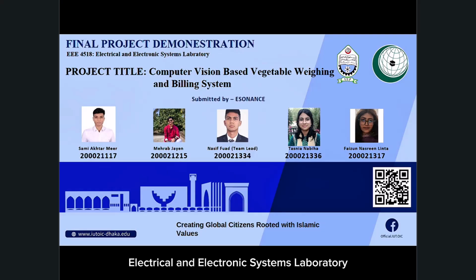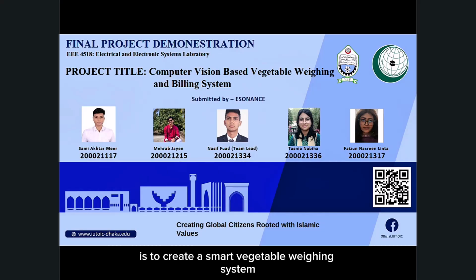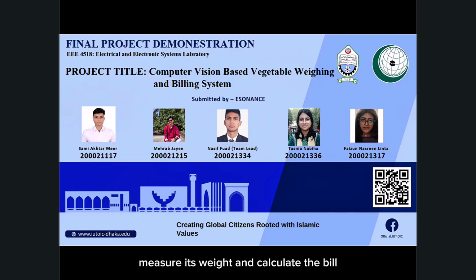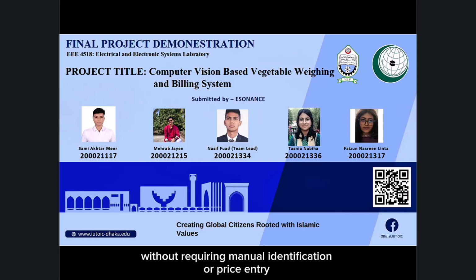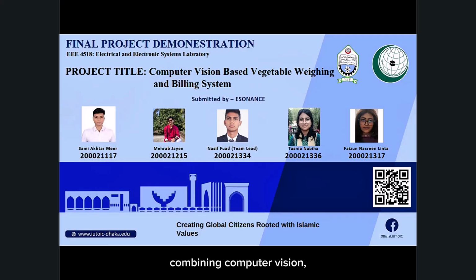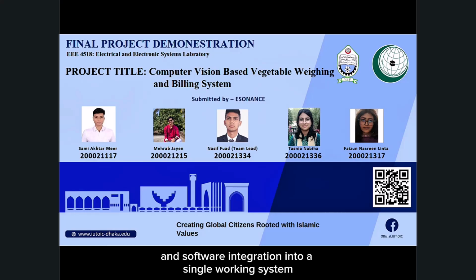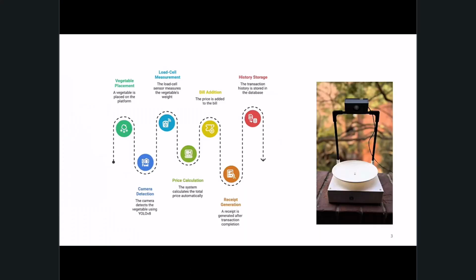This is our project titled Computer Vision Based Vegetable Weighing and Billing System, developed for the 4518 Electrical and Electronic Systems Laboratory. The idea behind this project is to create a smart vegetable weighing system that can automatically recognize the vegetable, measure its weight, and calculate the bill without requiring manual identification or price entry. The project was developed by our team Azonens, combining computer vision, embedded hardware, and software integration into a single working system. Let's look at the workflow of the system.